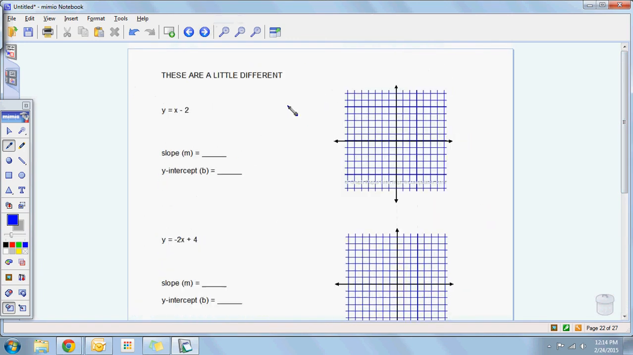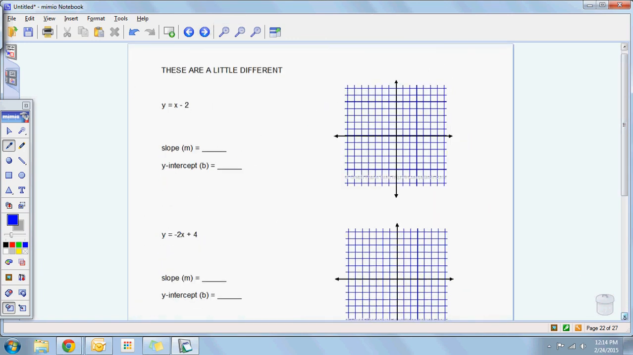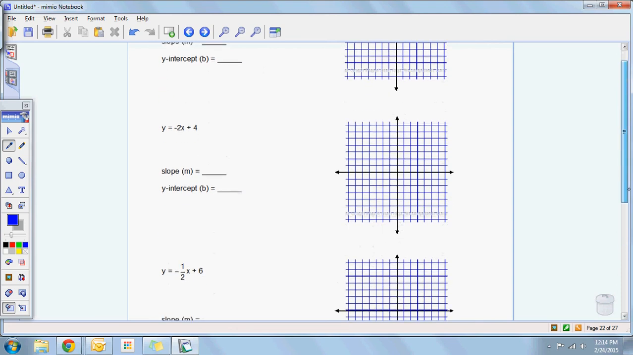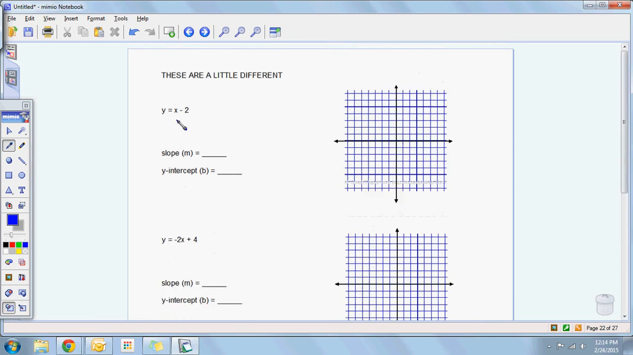All right, next page. I am going to show you one more. And then you guys are going to try them and check your answers, okay? So one more, then you guys try the next two. So this last one I'm going to show you, our slope is a little tricky here. It's playing hide and seek.